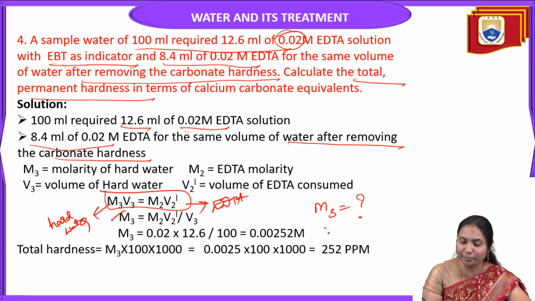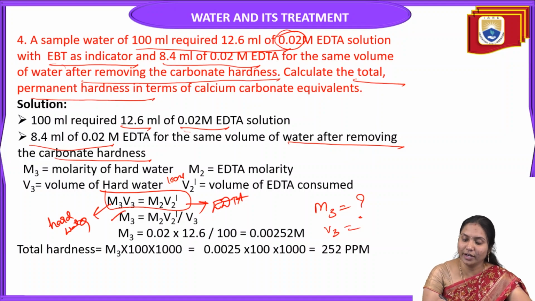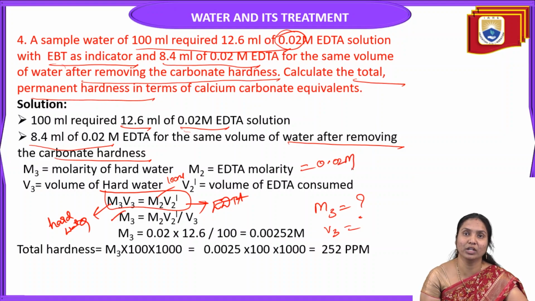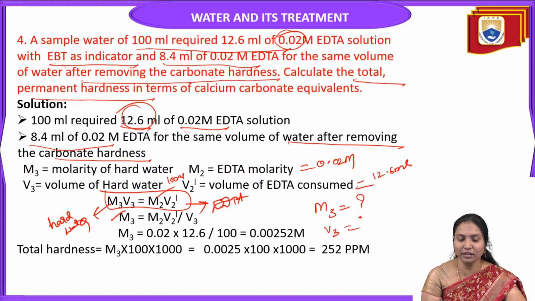And V3 means the volume of hard water. How much volume of hard water? 100 ml. According to the data, 100 ml of water sample is taken for titration. And M2 is related to EDTA, the molarity of EDTA, which is 0.02 M. V2 is the volume of EDTA consumed. What is the volume of EDTA? 12.6 ml. Now you can calculate M3.